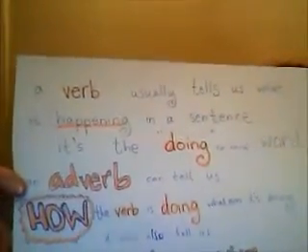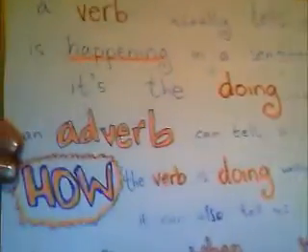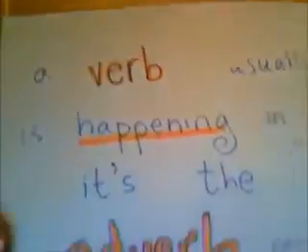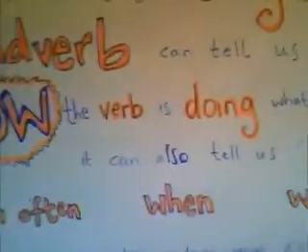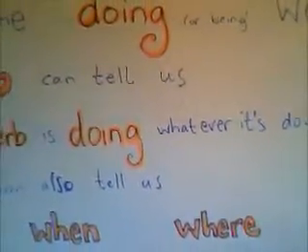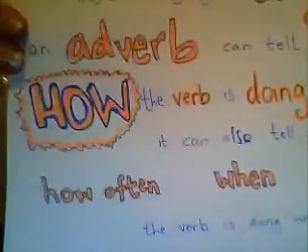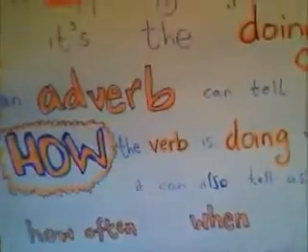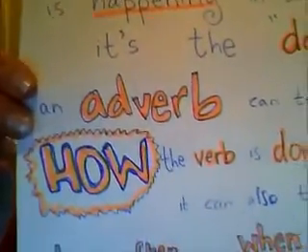Well, an adverb can tell us how the verb is doing what it's doing. That is our focus for this video here. The manner of the verb. How is it doing? But a little sneak peek for you. An adverb can also tell us how often, when, or where a verb is doing what it's doing. Today, we're concentrating on how the verb is doing.